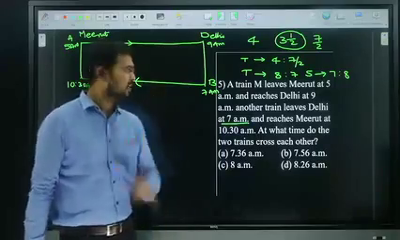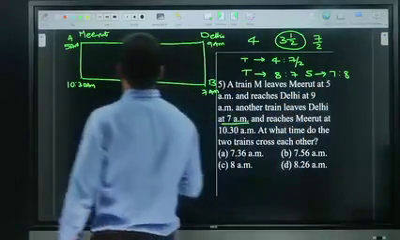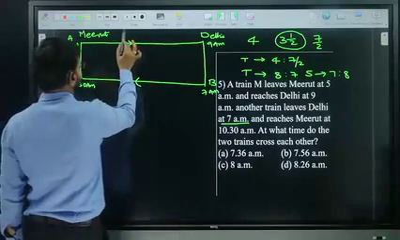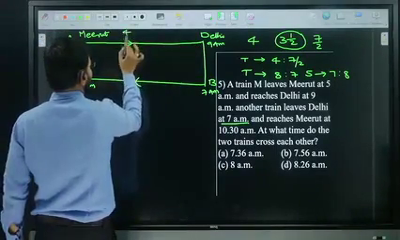All of you clear? If the first train's speed is 7 parts, the first train's duration is 4 hours.